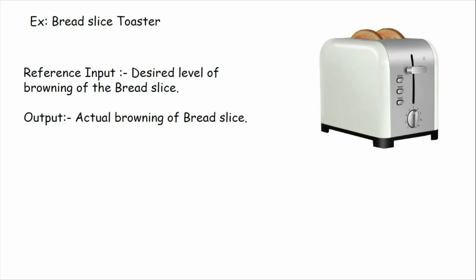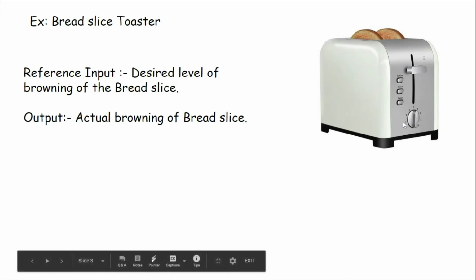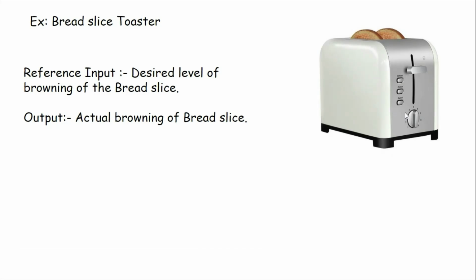So the desired amount of browning is selected by this regulator knob, which is a transducer, and then the mechanism inside the toaster is started by pressing this lever downwards. The process ends with popping up toast.